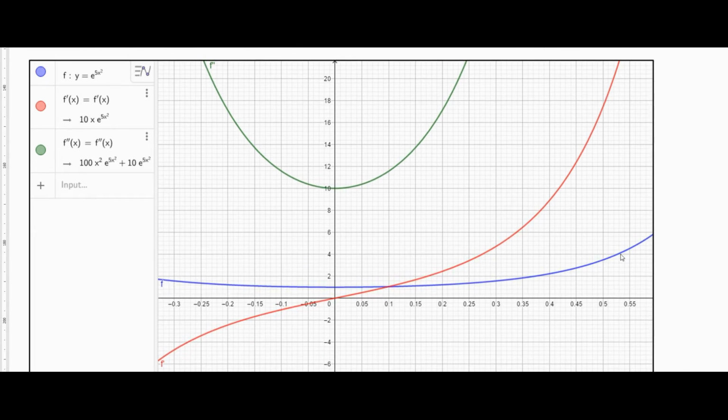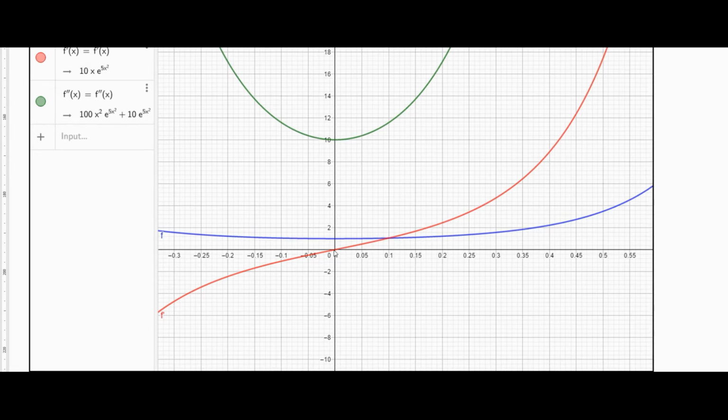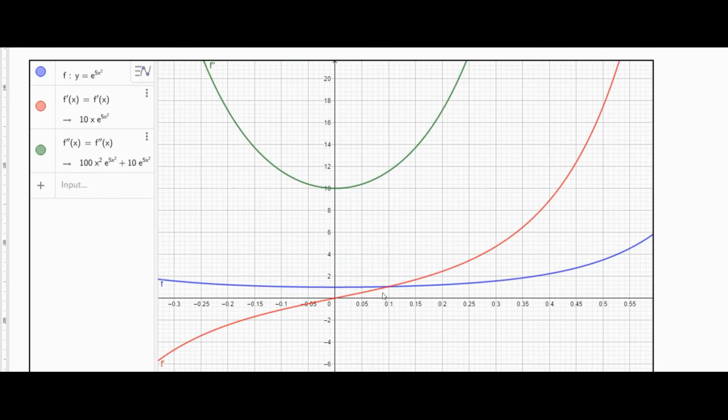The blue is the original f of x, e to the 5x squared. The first derivative is right here, showing a minimum on the original function, not at the origin, but when x equals 0 and y is 1. And that's when the first derivative is 0. The second derivative evaluated at 0 is 10. The second derivative is never 0. It's always positive, meaning the first derivative is always increasing, and the original function is always concave up.